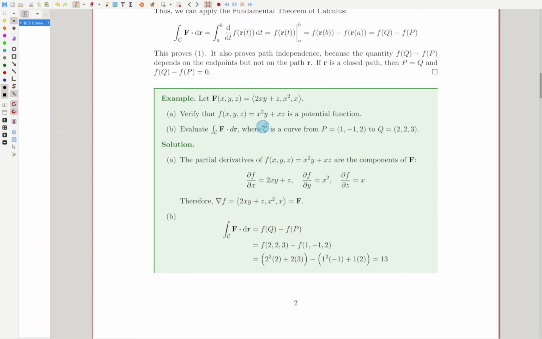But here we start by just verifying that it is a potential function, and then we evaluate the line integral over some curve, which the curve itself is not specified, but the endpoints are, and that's all we need because this vector field is conservative.